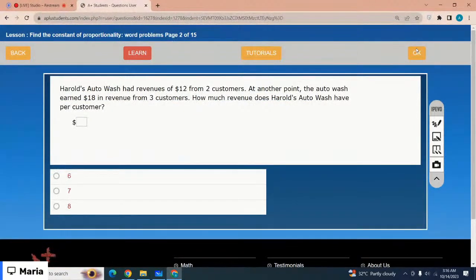Okay, the next one is, Harold's Auto Wash has had revenues of $12 from customers. At a point, the auto wash earned $18 in revenue from 33 customers. How much revenue does Harold's Auto Wash have per customer? So, which is the correct option?